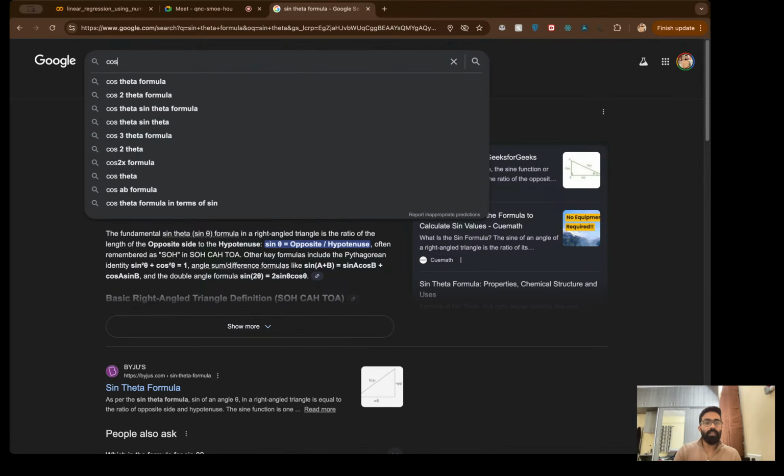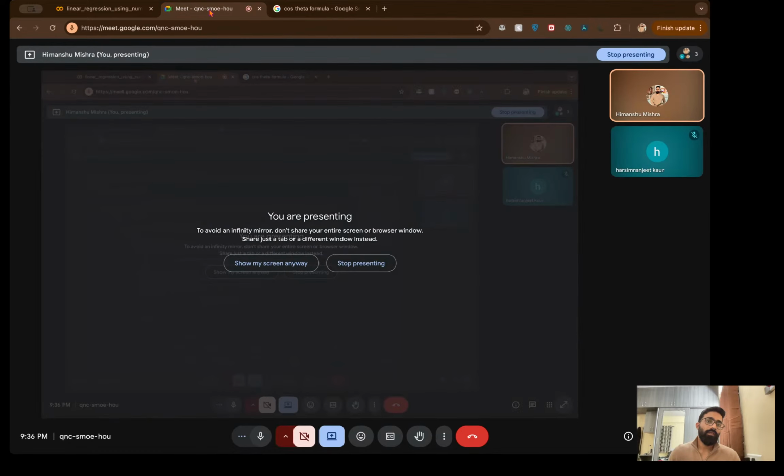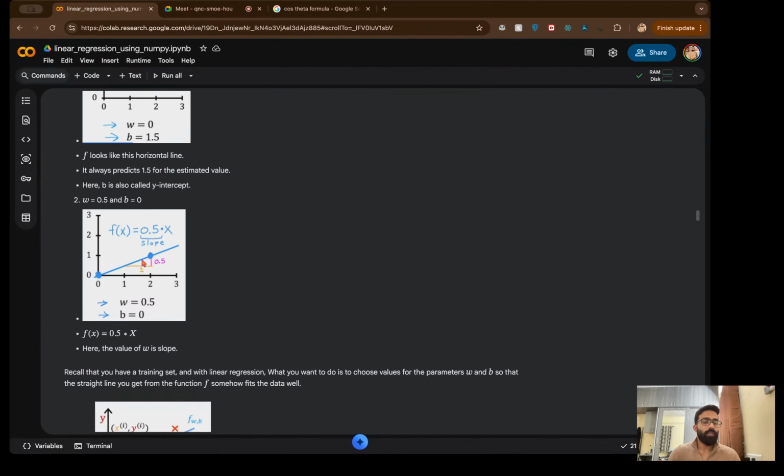What is cos theta? Cos theta is equal to base upon hypotenuse: the length of the base divided by the length of the hypotenuse. And what is tan theta? It is sin theta upon cos theta. So that is what we call the slope as well.